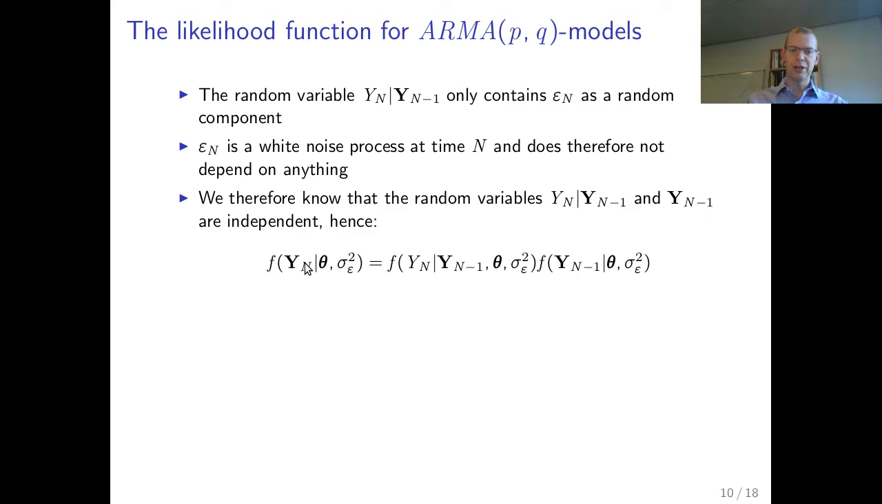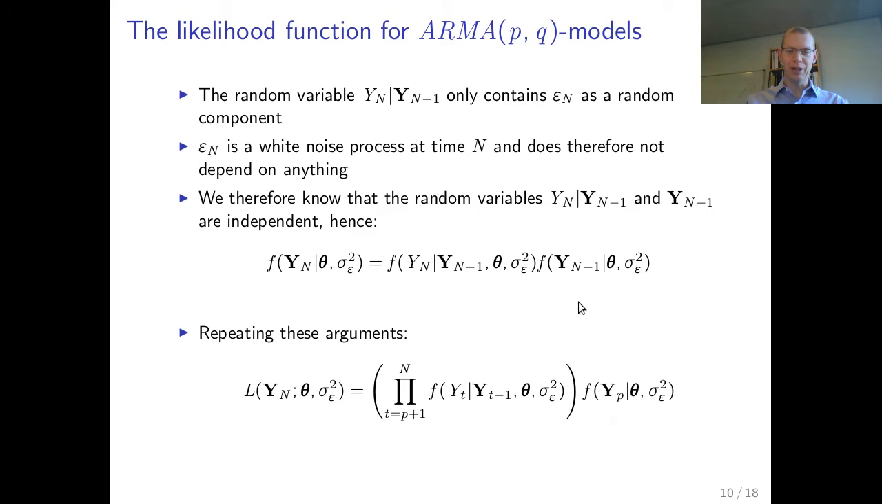Since they are independent, we can take the joint density and write it as a product of the individual marginal densities. One here for only the scalar y_n, and the other one here for the joint density of all observations up to time n minus 1. But again, this last one here can be expanded in the same way.